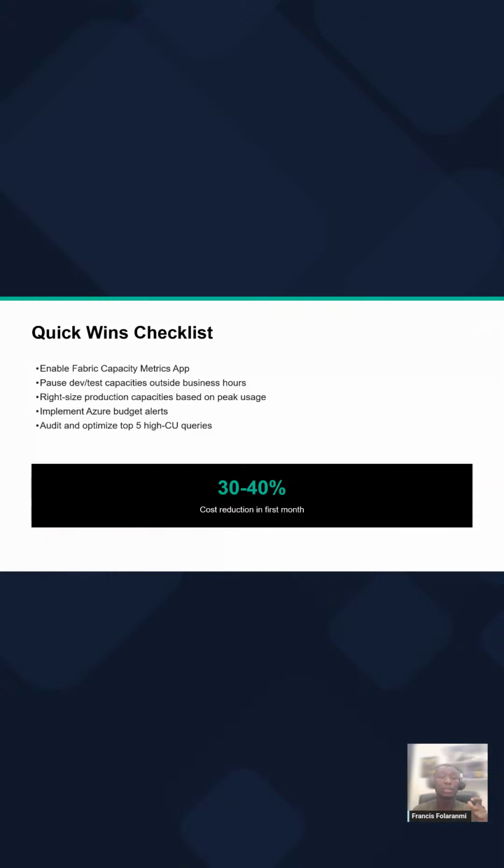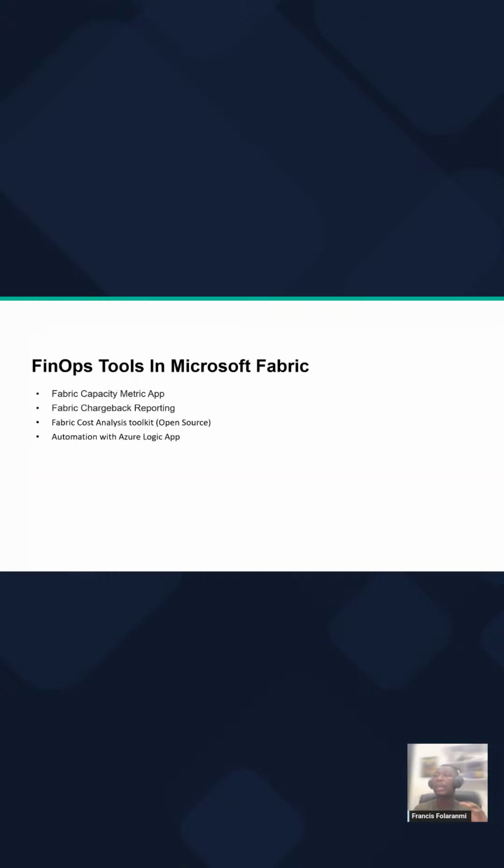And then you want to implement some Azure budgets, and also you can audit and optimize the top high capacity consuming queries. Maybe you have a query that you are running regularly in your environment and it seems to be the most expensive, then you can optimize it as well. So these are some of the things that you can do as a quick win checklist if you are trying to implement FinOps in your Microsoft Fabric environment.